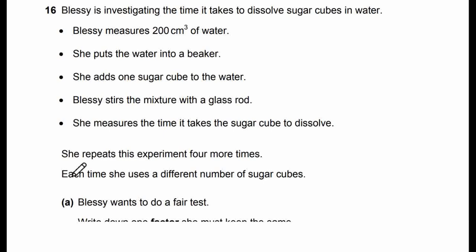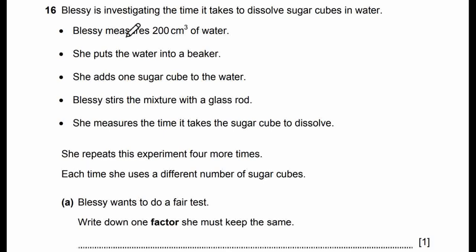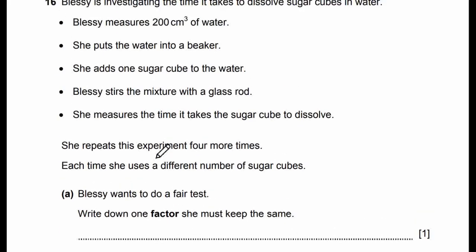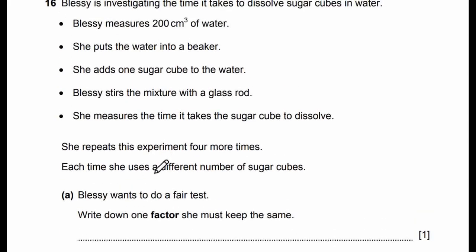Number 16. Leslie is investigating the time it takes to dissolve sugar cubes in water. Leslie measures 200 cm cubed of water. She puts the water into a beaker. She adds 1 sugar cube to the water. Leslie stirs the mixture with a glass rod. She measures the time it takes the sugar cube to dissolve. She repeats this experiment 4 more times. Each time she uses a different number of sugar cubes.